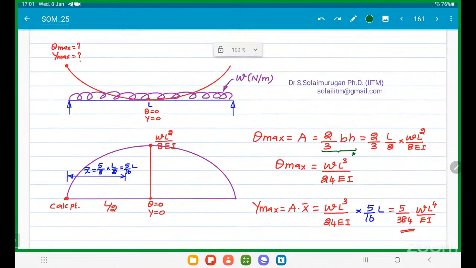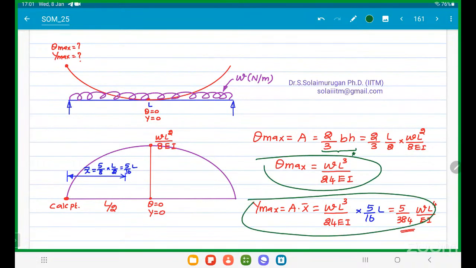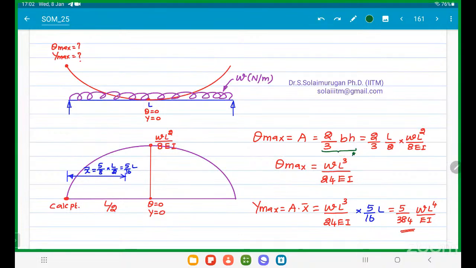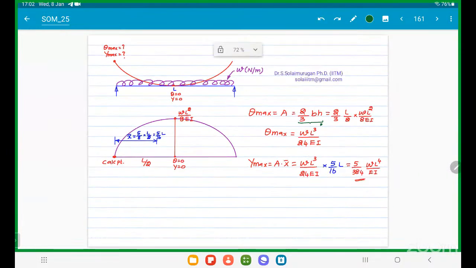See, just one step for the slope equation. Second step, this final deflection equation. So, are you clear about the moment area method? Only for standard cases. Don't worry about the non-standard case. They never ask. They know it will consume time.